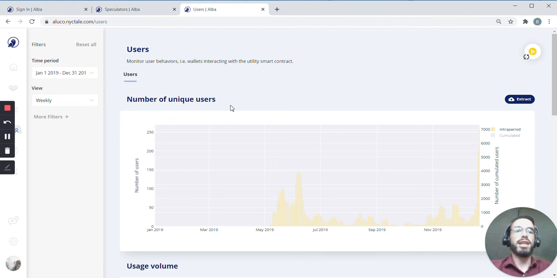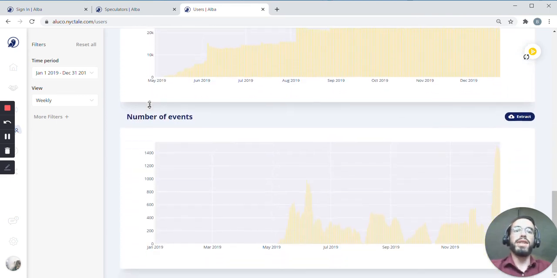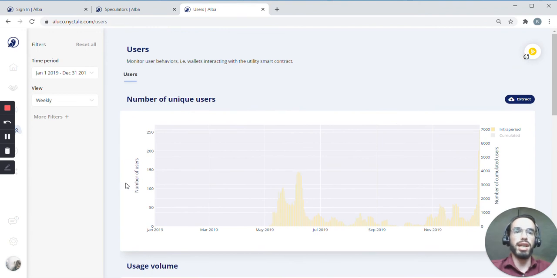When available, the user page represents the activity around the utility smart contract associated with the considered project. Indicators displayed there represent the number of users, associated volume, and value locked, as well as the number of interactions within the product. For now, this user page is not yet available for all the tokens delivered in the free trial, but they will be progressively integrated for all the assets covered as far as possible.